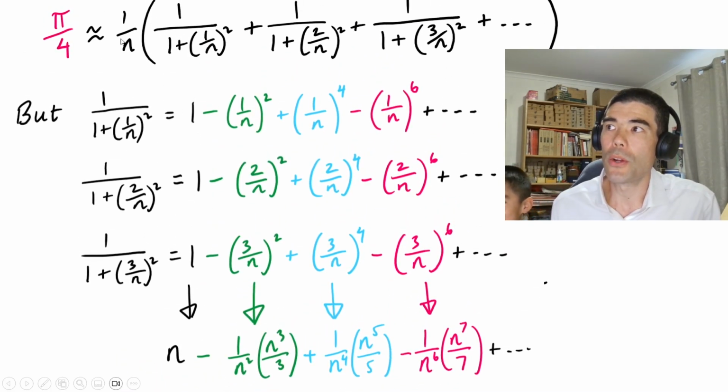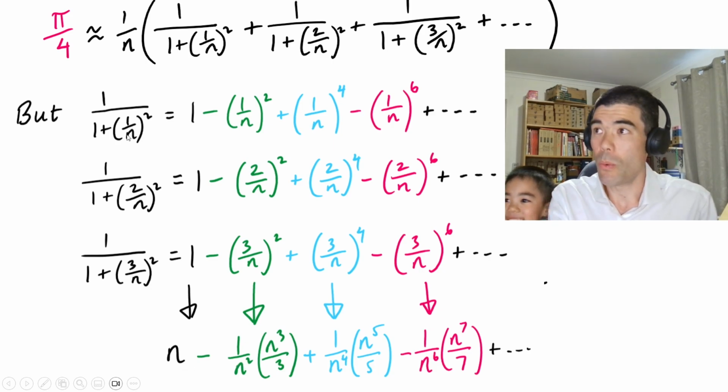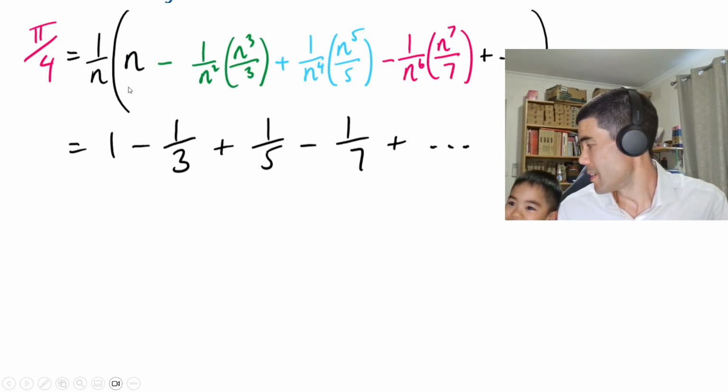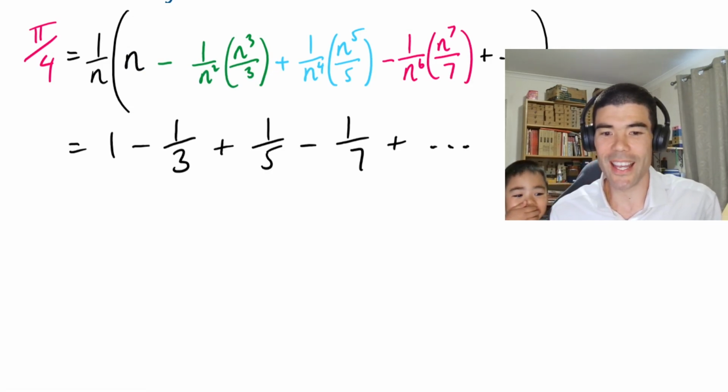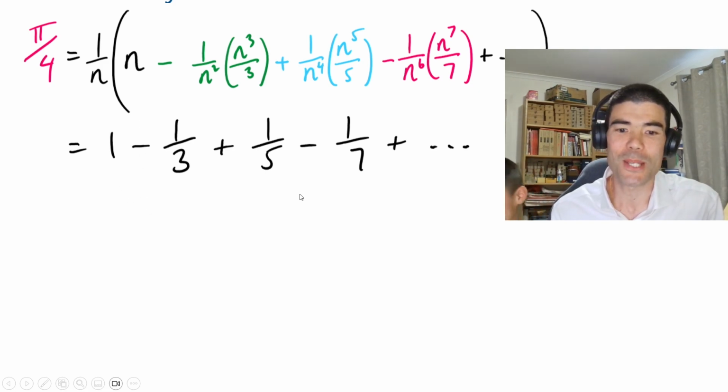Because we actually had a 1 on n out the front of all of these. So whereas I have got n here, 1 on n squared, once I times in the 1 over n, what's going to happen? Are all the n's going to cancel out? Yeah, they are. We're going to have 1 minus 1/3 plus 1/5 minus 1/7.